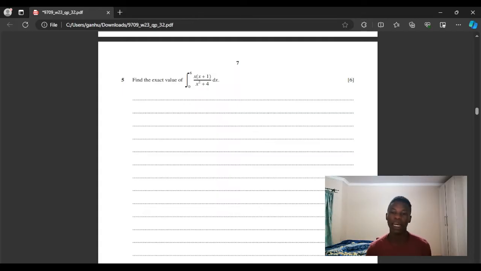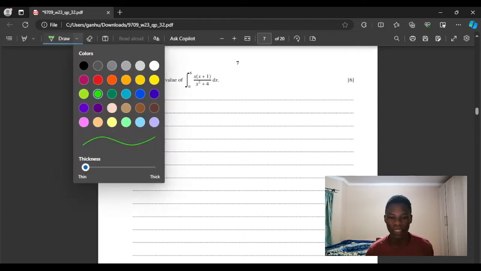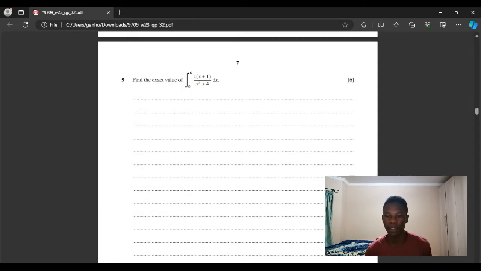Usually for questions like this, Cambridge would actually tell you to first find the partial fractions and then integrate. But in this case, you had to figure out that by yourself, that first I have to find the partial fractions and then integrate. And it's also an improper fraction, which is always tricky to find the partial fractions of. But anyways, let's solve it.